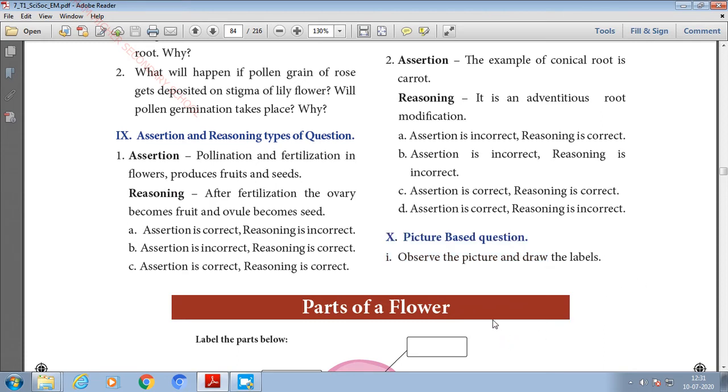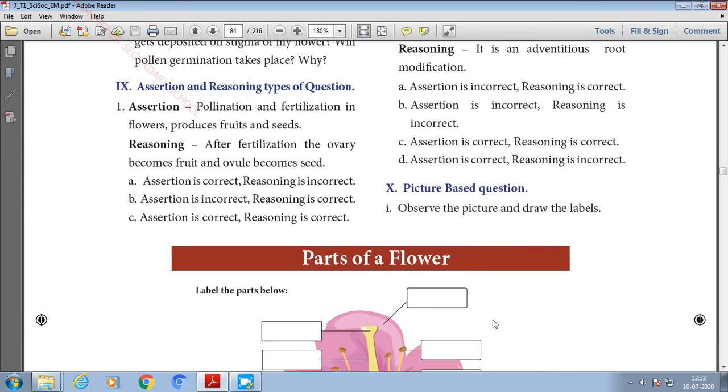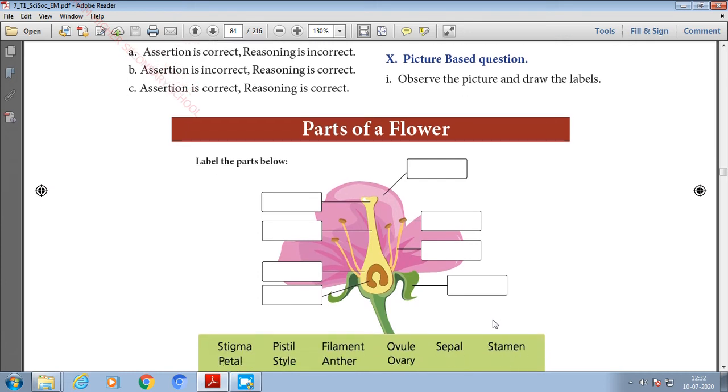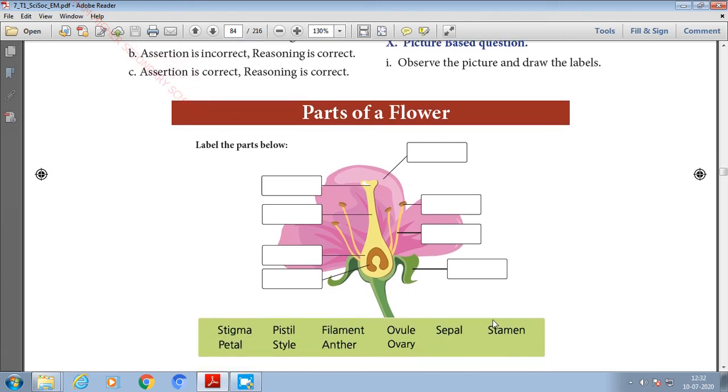So you have to observe the picture and draw the labels. Just turn over your book and inside you can see the picture of a hibiscus clearly, and from that you can mark the parts. See the brightly colored pink portion of the flower, which is mainly meant for attracting insects for pollination. This brightly colored part is called the petal. So here you can mark P-E-T-A-L, petal.